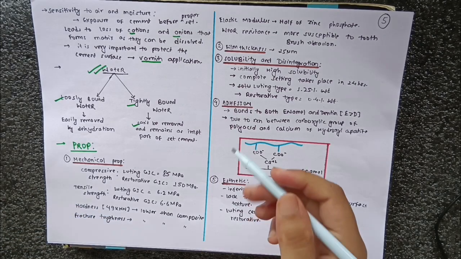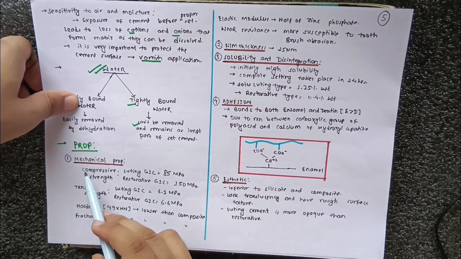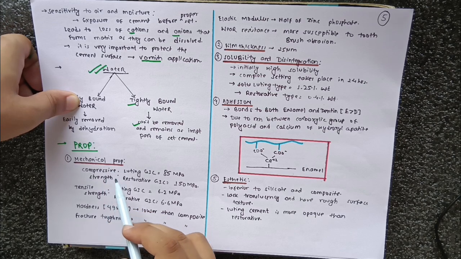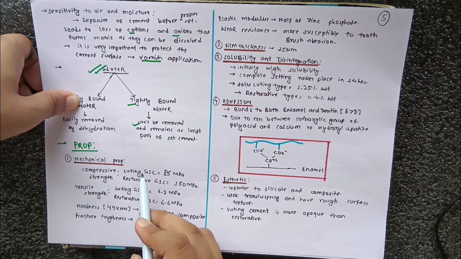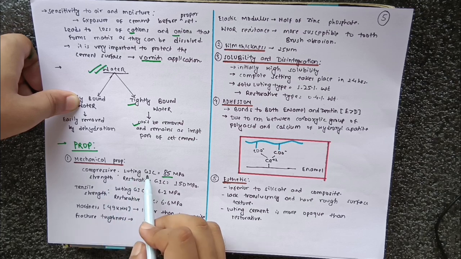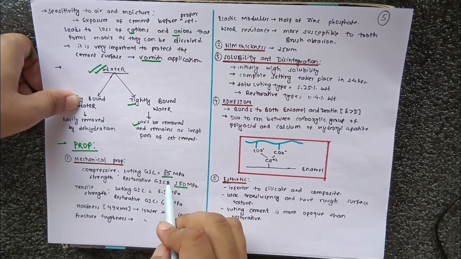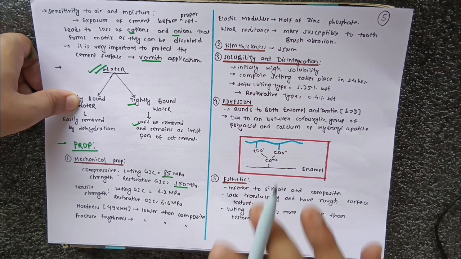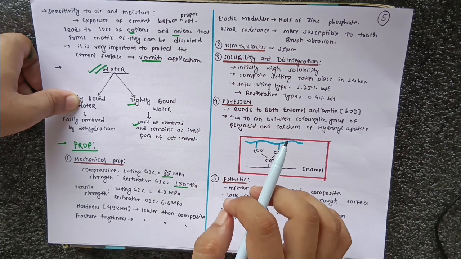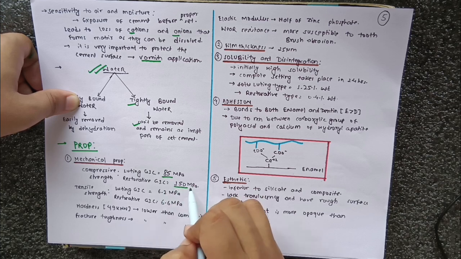Now we will discuss the properties of the glass ionomer cement. In the properties section, first we will discuss the mechanical properties. The compressive strength of the conventional GIC is 85 MPa, and for the luting GIC and the restorative GIC it is 150 MPa. Just remember the data of the GIC. Everything in this chapter is very important, so remember those data too. So, 85 MPa and 150 MPa.